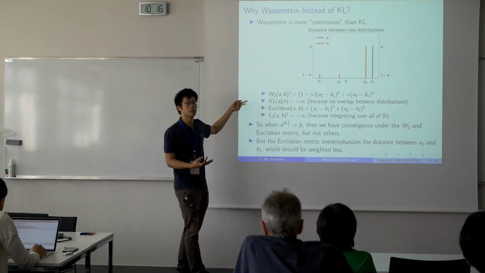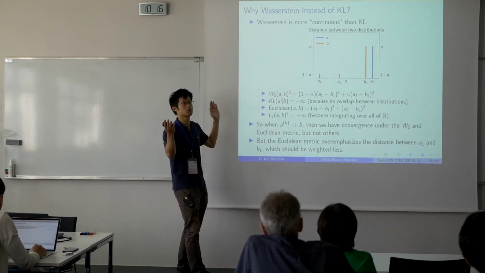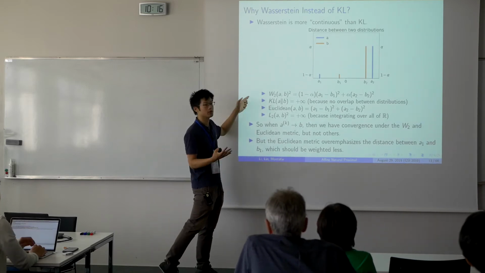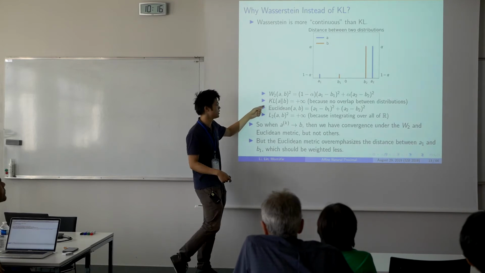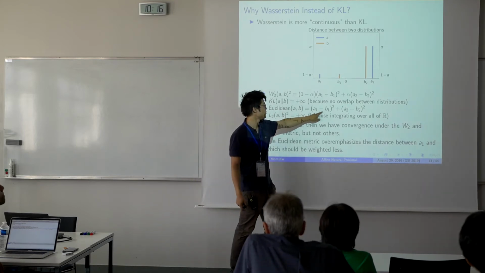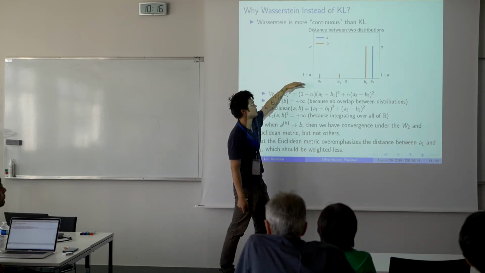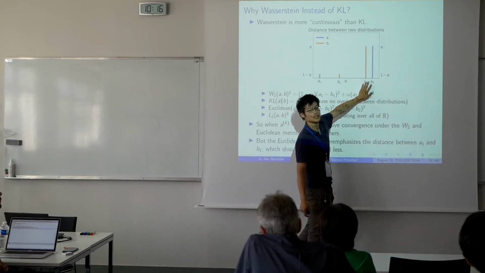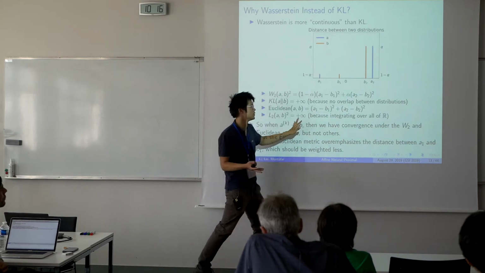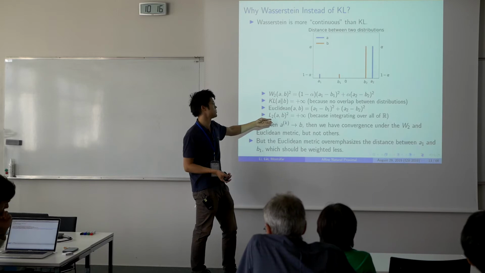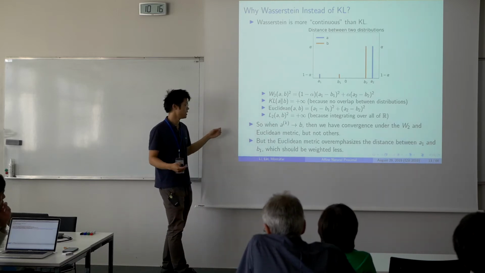For the KL, unfortunately, it's just going to be infinity because there's no overlap, so it's not really useful. For Euclidean, it is okay: (a1 minus b1) squared plus (a2 minus b2) squared. But it doesn't account for the fact that you have a lot of the mass on the B2 and A2. And L2 also gives you infinity because you're integrating over all of R.